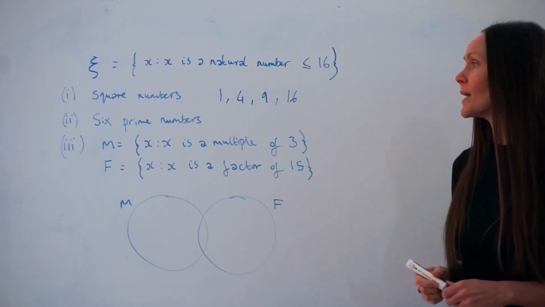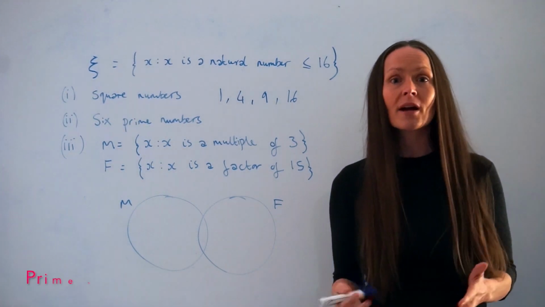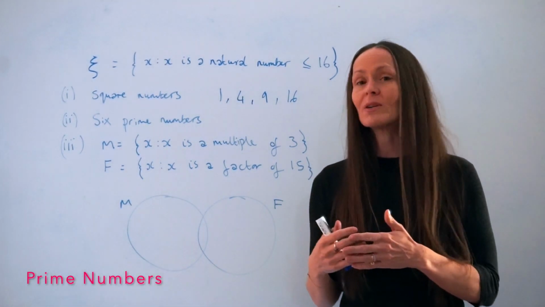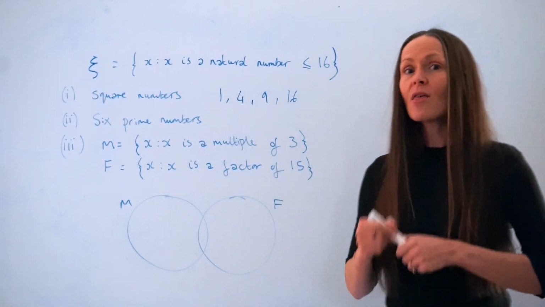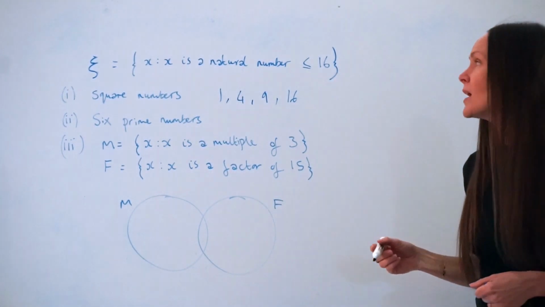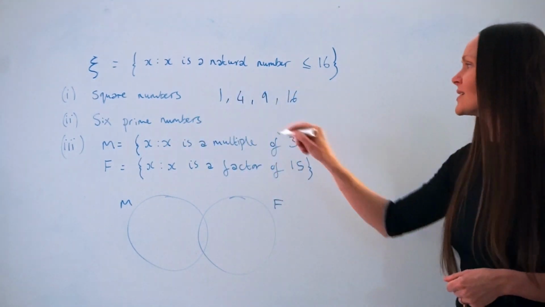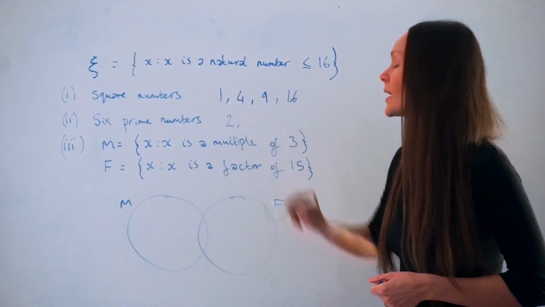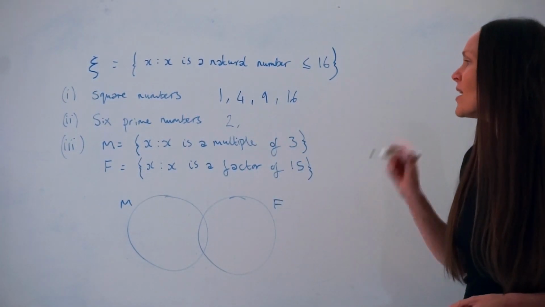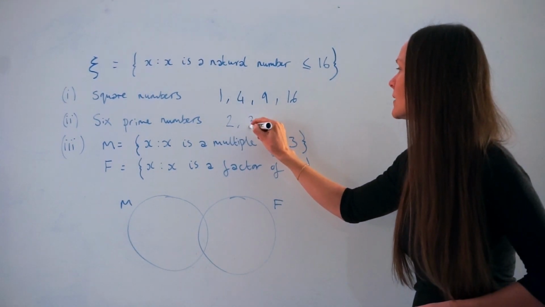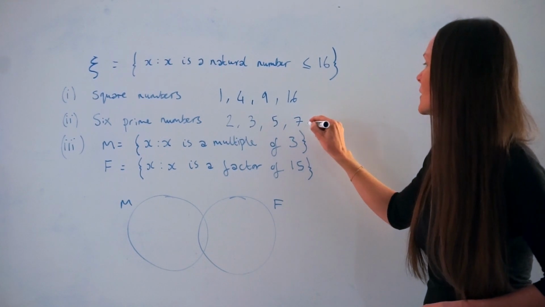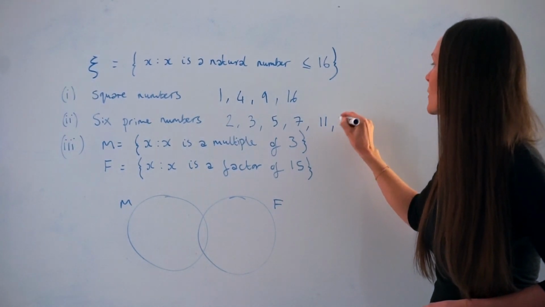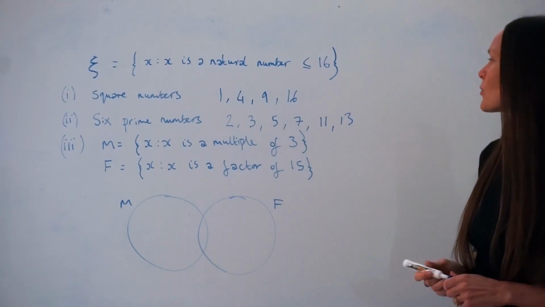In part 2, we have to write down the 6 prime numbers. So prime numbers are numbers which only have 2 factors, 1 and itself. The first prime number is 2, and that falls between 1 and 16, so I'm going to write that one down first. Okay, 1 is not a prime number. Okay, the next prime number is 3. Next it will be 5. Next we've got 7, 11, 13, and I've got 6 prime numbers there.